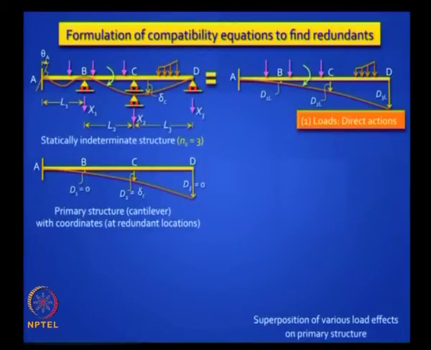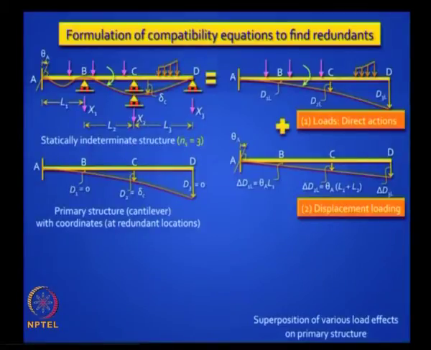What will it look like? Rigid body movement, rotation. It is a rigid body movement. See, of the 2 support movements shown in the original figure, delta C is accounted for on the right hand side of the equation. You understand? Delta C is occurring at a redundant coordinate, but theta A is not at a redundant coordinate, it is at a non-redundant coordinate, right. So that you apply as an external indirect loading on the primary structure.